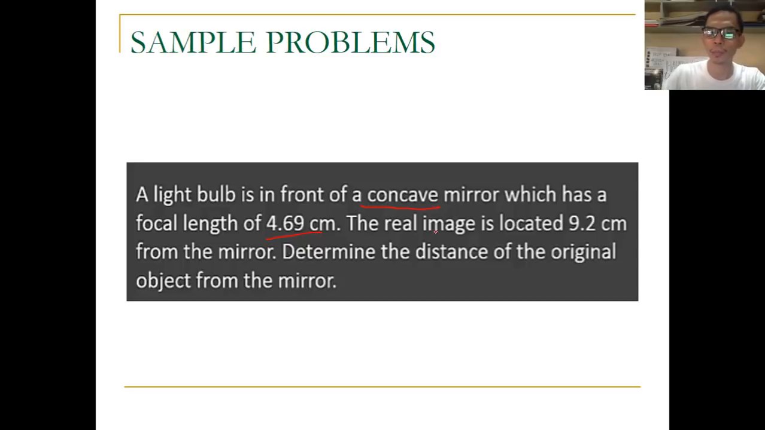Now, the real image is located 9.2 cm from the mirror. Determine the distance of the original object from the mirror. So we are asked to find the distance of the object. The distance of the object is missing here. Let's solve the problem and list down what we have.